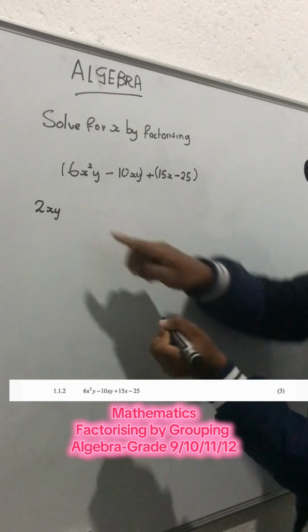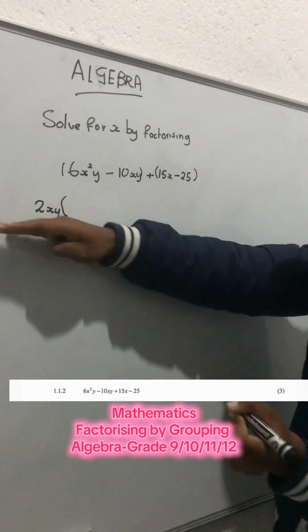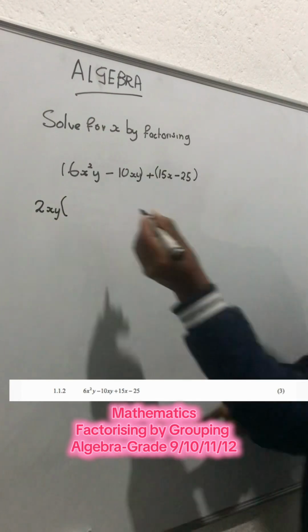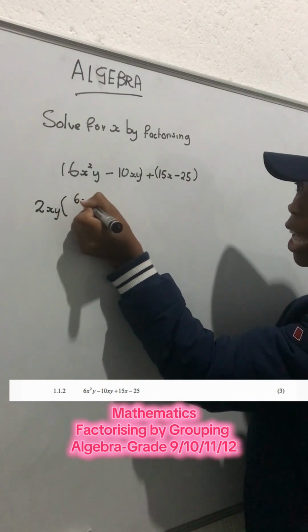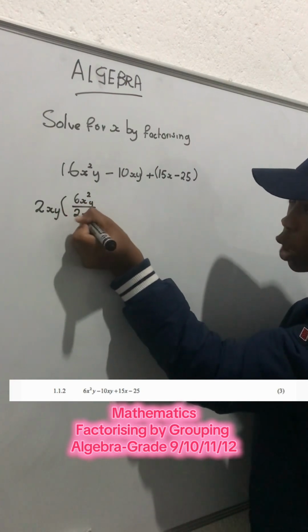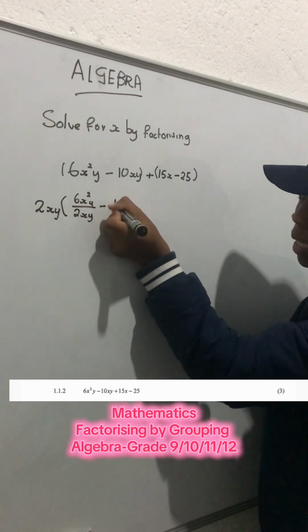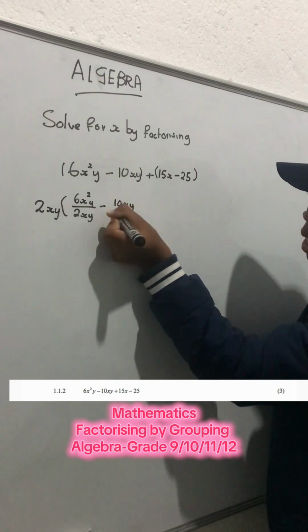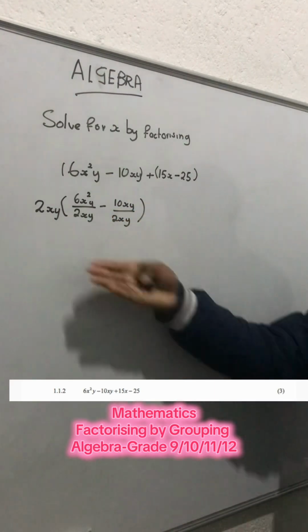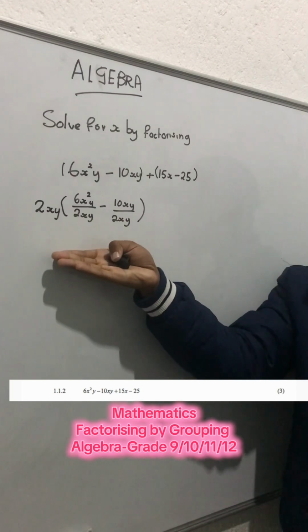Now we do this. What you do, you open a bracket and you take out the common factor. Now, what you're gonna do is very simple after this. You're gonna say 6x squared y divided by the common factor that you took out. Then minus 10xy divided by the common factor that you took out. Then close the bracket. That is how you approach the first one.